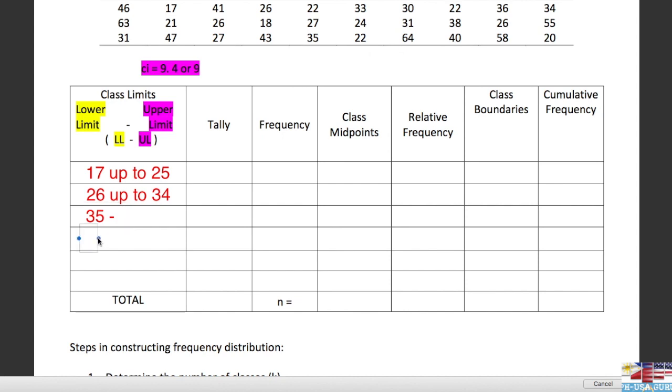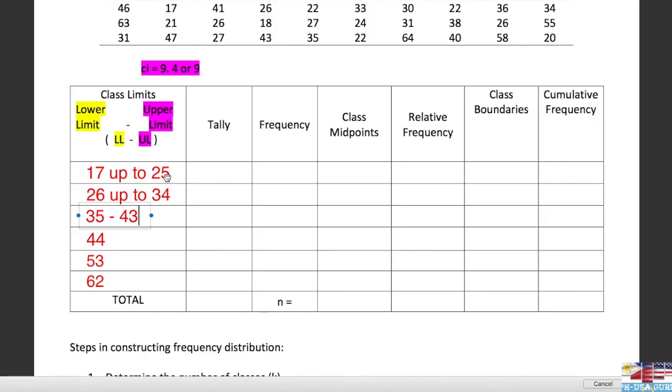So let's add. What is 35 plus 9? That is 44. What is 44 plus 9? That is 53. What is 53 plus 9? We have 62. Next, let's add 9 to 34. So that is consistent. It's just simple addition. So 34 plus 9 equals 43. So our third class limit is from 35 to 43.